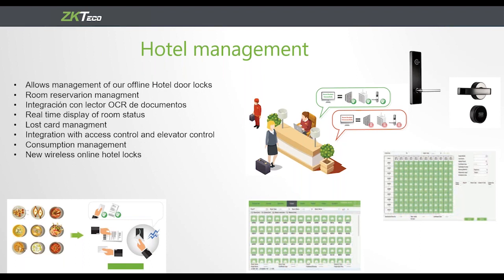And we can also, in the same card, use it for the elevator control. It means that if his room is in floor number 2, we can activate in his card that he will only have access to floor 2. We also have consumption management. It means that we are able to bill at the end of the stay the consumption that the guest has done in the mini bar and the restaurant, and then generate the bill with this.